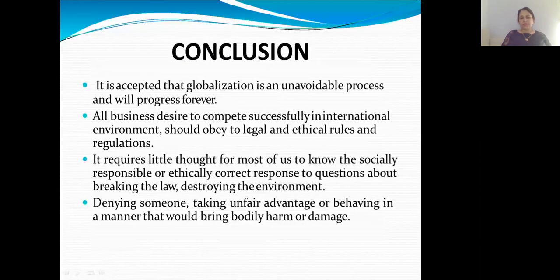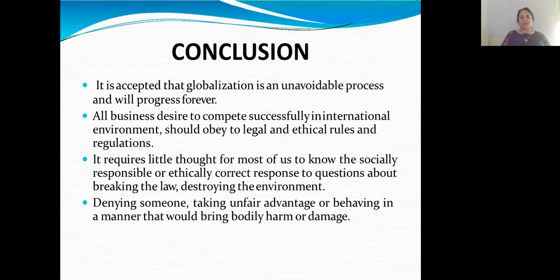So, concluding with globalization and social responsibility, it is accepted that globalization is an unavoidable process and will progress forever. All businesses that desire to compete successfully in the international environment should obey legal and ethical rules and regulations. It requires little thought for most of us to know the socially responsible or ethically correct response to questions about breaking the law, destroying the environment, denying someone, taking unfair advantage, or behaving in a manner that could bring bodily harm or damage.